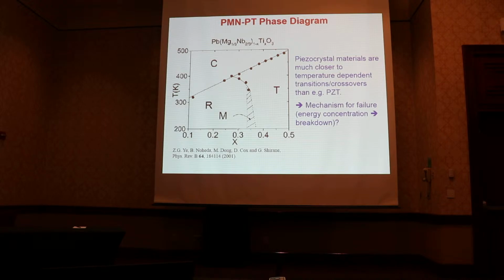And so one possibility is an electrical type of breakdown. It's just a speculation. And the idea is this: this is the PMN-PT phase diagram. In these materials, in contrast to PZT, there's quite a lot of temperature dependence, and this leads to temperature dependence of the dielectric responses as well. That's different than PZT, which when you normally operate it, you're far from temperature dependent boundaries, you're near a morphotropic phase boundary.